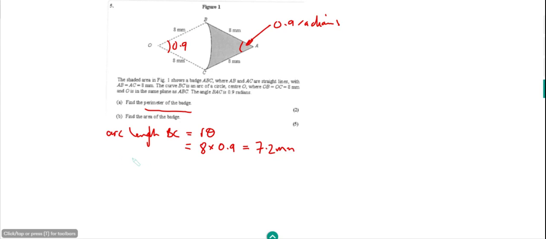And so the perimeter is just going to be adding that onto the two sides, which are 8. So we've got 7.2 plus 8 plus 8, and so we get 23.2 millimeters. So that's part A.